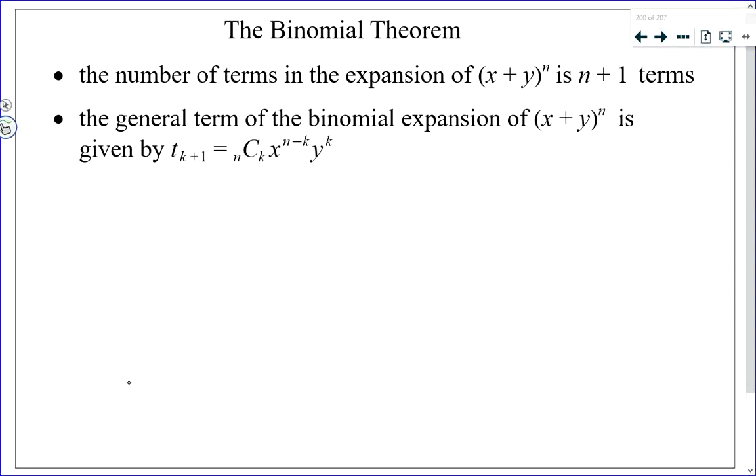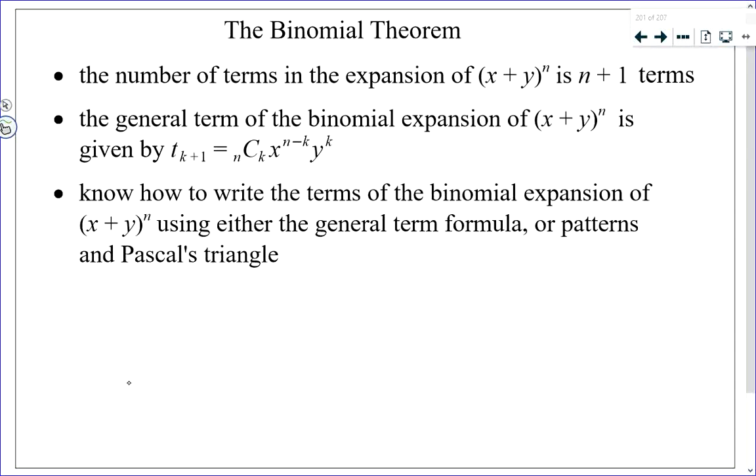The general term, which is how we find each term in the expansion, is n choose k, x to the n minus k, y to the k. n is the exponent on the binomial, and k is a number that's unique to each term. The first term uses k equals 0. The second term uses k equals 1. The third term uses k equals 2, etc. So basically you have to be able to work with that to find any term in an expansion of the binomial x plus y to the n. And I wouldn't recommend using Pascal's triangle, but if you get stuck, you can.